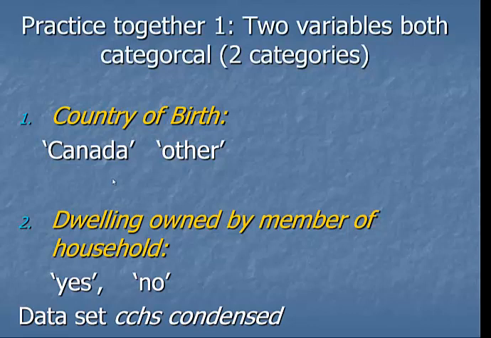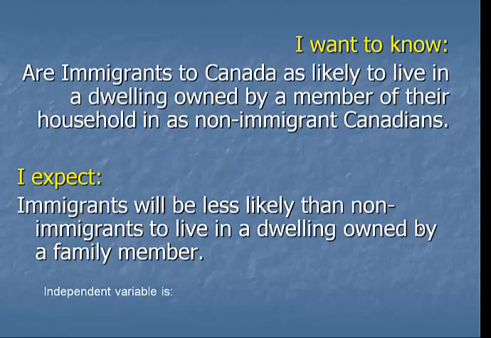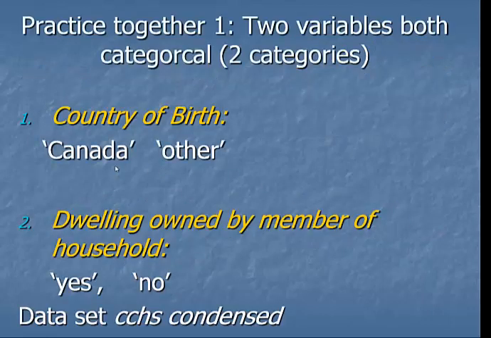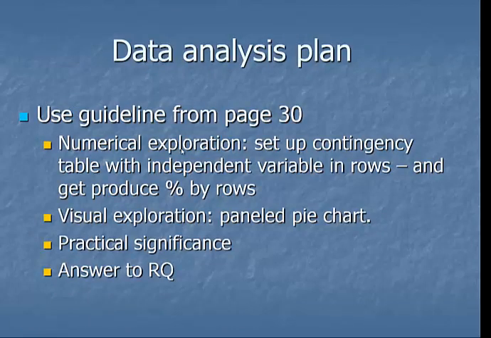Yes or no. So two categories here and two categories down here. Question was, are immigrants to Canada as likely to live in a dwelling owned by a member of their household as non-immigrants? So we're comparing immigrants to non-immigrants, meaning Canadian born is a non-immigrant and other meaning immigrant. So we went through this in class, the data analysis plan.